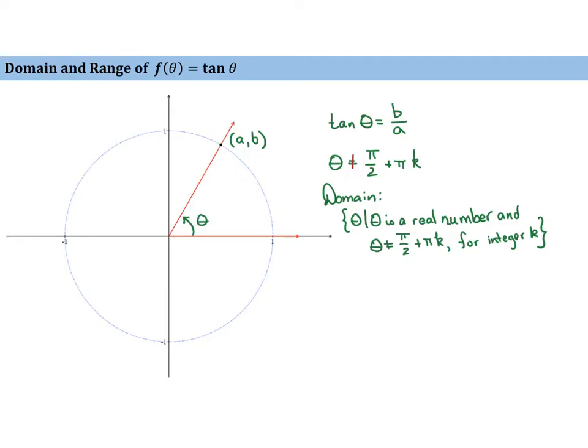So now let's look at the range. What are the possible outputs? This is not as obvious, but A could be getting closer to 0 but positive, which means that as A gets closer to 0 but positive, B is getting closer to 1. So we have a number that is close to 1 over a smaller and smaller value of A.